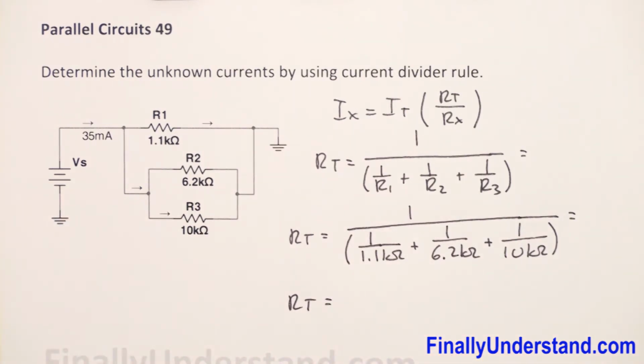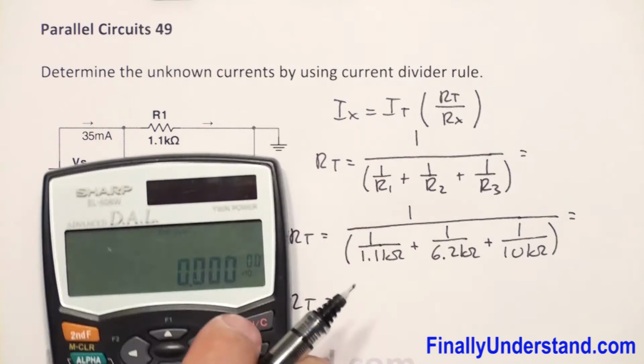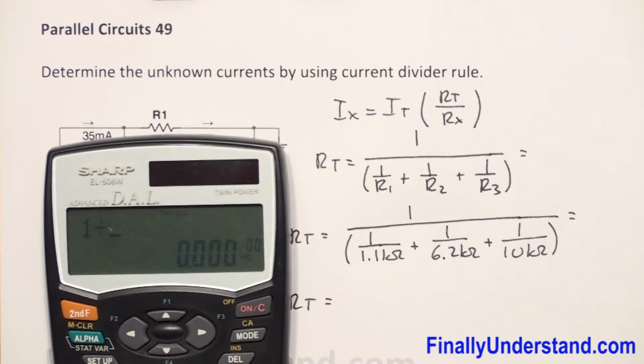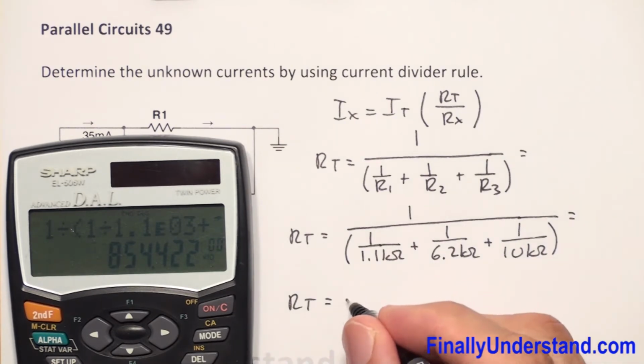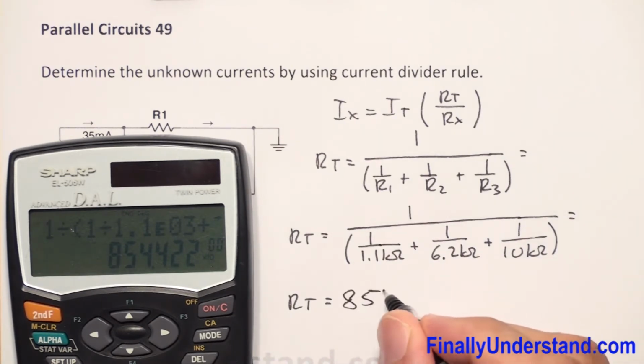I'm going to use the calculator. So we have 1 divided by, open parenthesis, 1 divided by 1.1 exponent 3 plus 1 divided by 6.2 exponent 3 plus 1 divided by 10 exponent 3, close parenthesis. This is equal to 854.42 ohms.